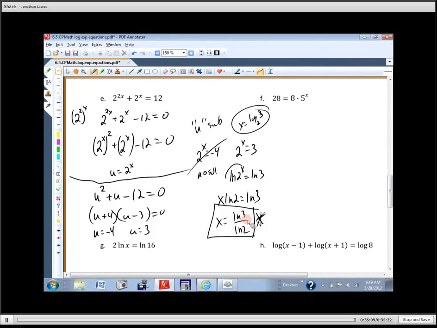Why was that no solution? Because an exponential is always positive, and we're saying a positive equals a negative. A positive will never equal a negative.